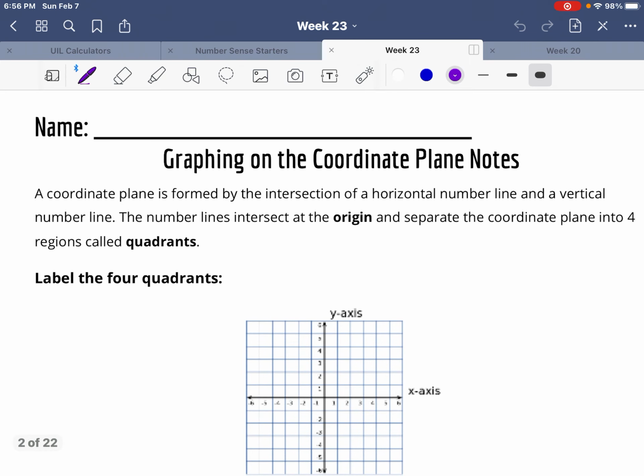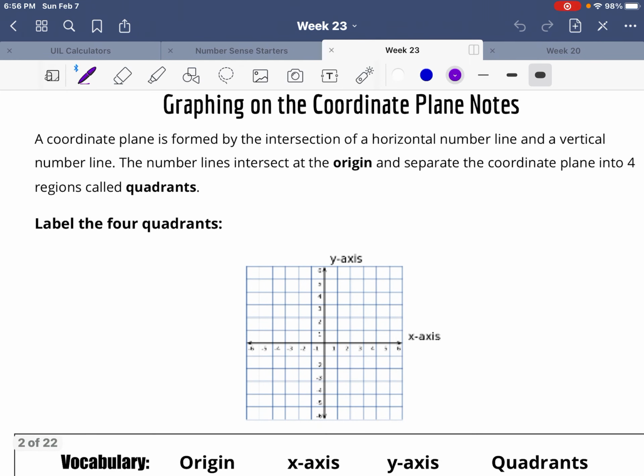All right, so we're talking about graphing on the coordinate plane. A coordinate plane is formed by the intersection of a horizontal number line and a vertical number line. The number lines intersect at the origin and separate the coordinate planes into four regions called quadrants. Two important words right there. The origin is where those two number lines intersect, and each of the four pieces is called a quadrant.